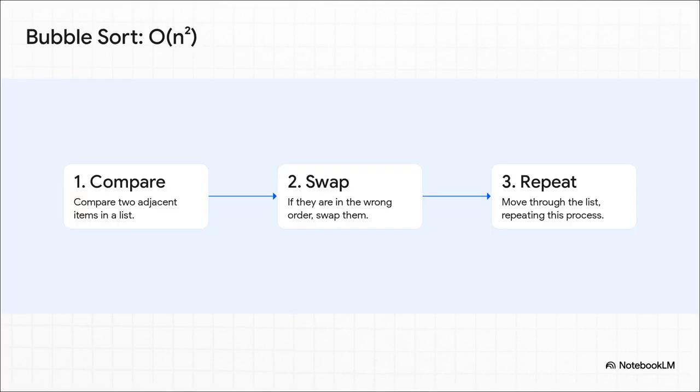So let's start with a real classic slowpoke, bubble sort. It gets its name because the biggest numbers slowly bubble up to the top. It just looks at 2 items at a time, and if they're in the wrong order, it swaps them. Then it does it again and again and again, forever. It's easy to understand, sure, but it is incredibly inefficient. It's a textbook O of n squared algorithm. It gets really bad really fast.